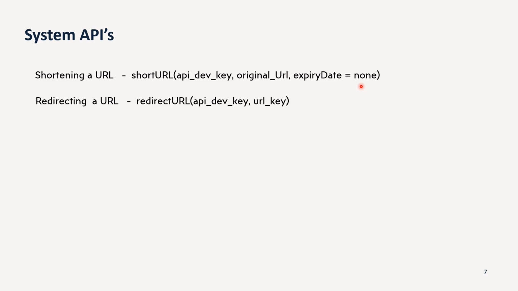Next is the redirection, right? For every redirection request, they will pass the API dev key, basically their key to identify the customers or clients, and then the URL key, the short URL, which they have to redirect to the long URL. Then for deleting a URL, they can also utilize an API. So these are a few system APIs. There can be a few more, like creating a custom short URL. You can define them as per your requirement.